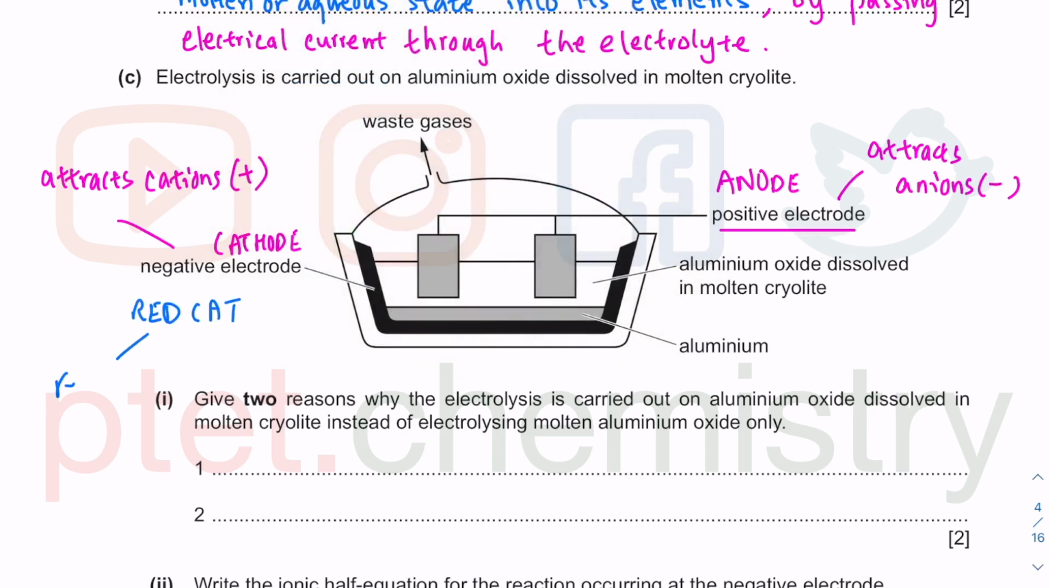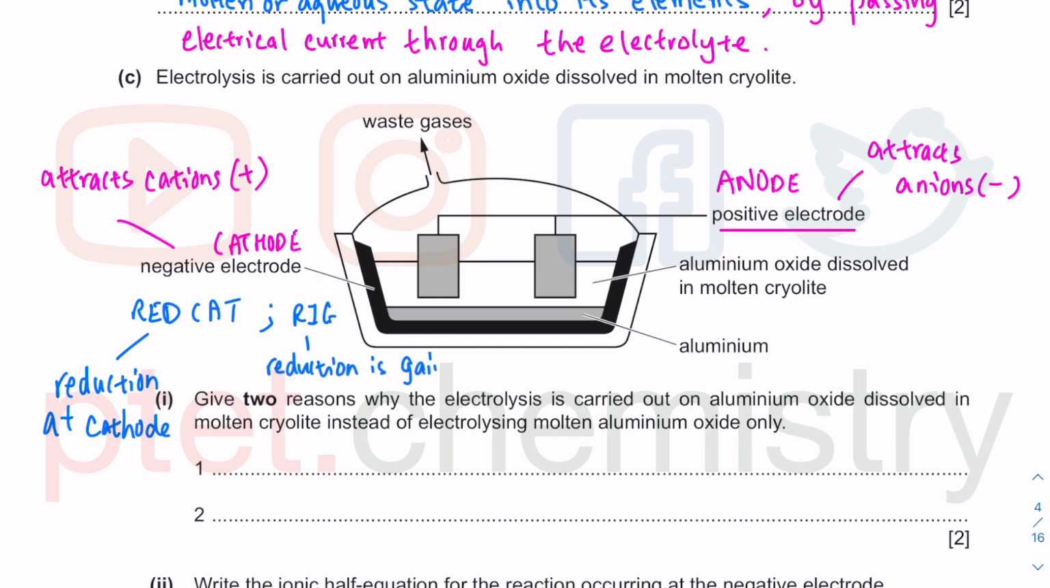Red cat means reduction happens at cathode. We also have another acronym, which is... Better do one thing at a time. Reduction at cathode, red cat. We also know about oil rig. So rig there stands for reduction is gain of electrons.